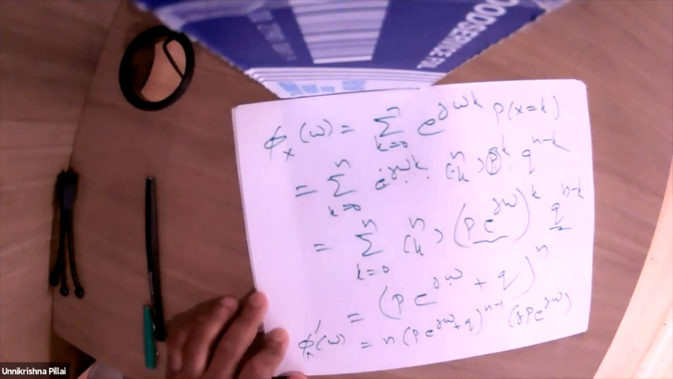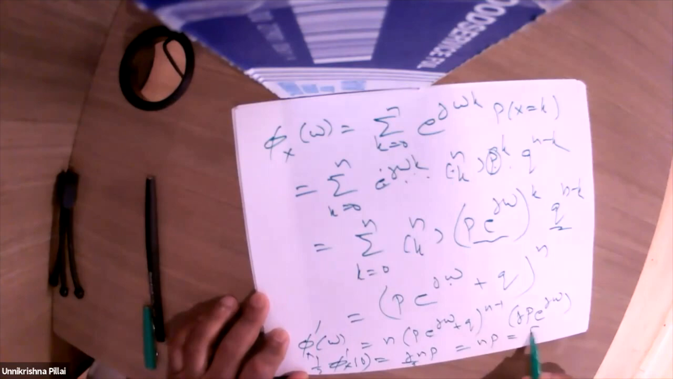Now put omega equal to zero. Look here, this e raised to zero will become one. So P plus Q is one, and this will become one. What do you get? The derivative evaluated at zero is this. Now you divide by j, and you'll get NP, which is the mean. So we get the same result we had before.